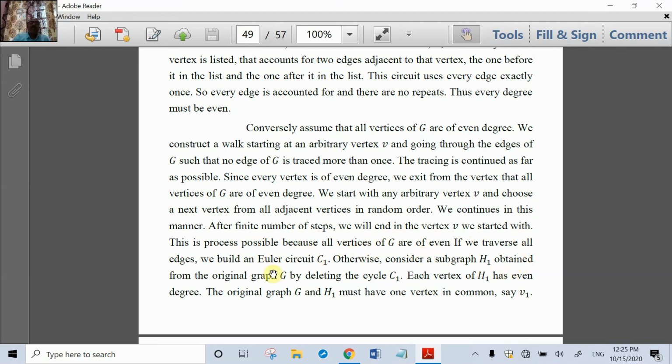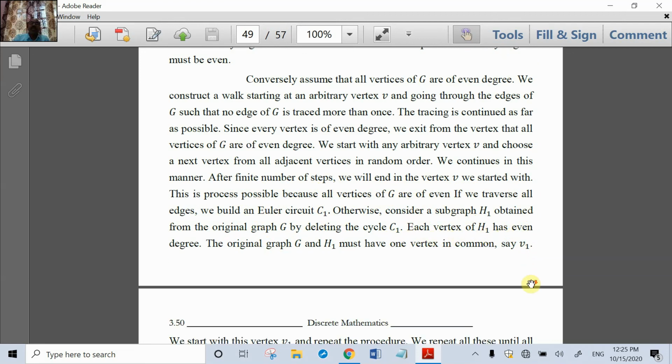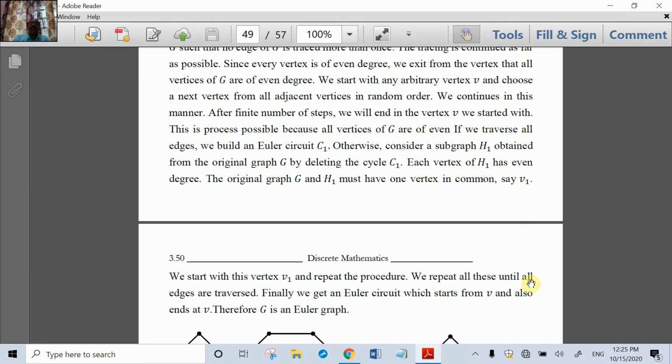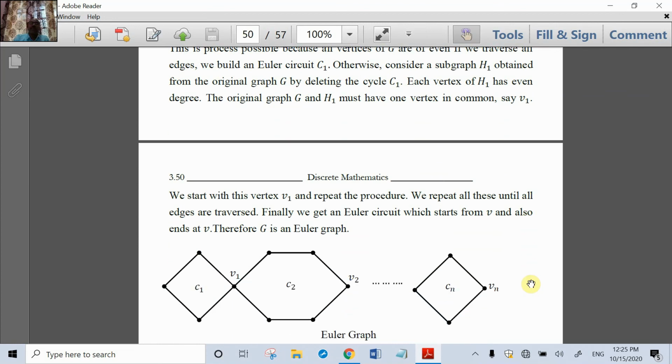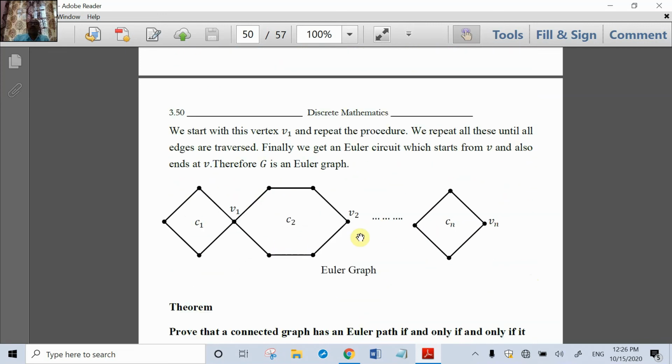If we travel all edges, we have built an Eulerian circuit C1. Otherwise, consider a subgraph H1 obtained from the original graph by deleting the cycle C1. Each vertex of H1 has even degree. The original graph G and H1 have one vertex in common, say V1. We start with this vertex V1 and repeat the procedure. We repeat until all edges are traced. We get an Euler circuit and the graph is Eulerian.